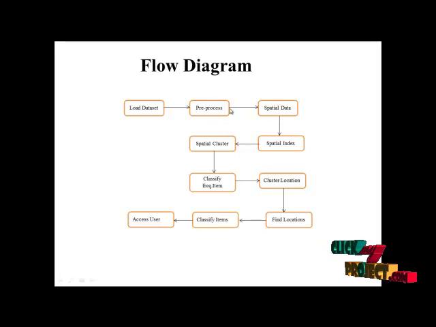After pre-processing is completed, the data is clustered. In the clustering process, we find the spatial data to be analyzed. So how do we get the spatial data? First, we cluster the data based on some attributes. Here we get the spatial index for the spatial data; for every spatial data item we create a spatial index. Based on the spatial index, we now classify the frequent items.